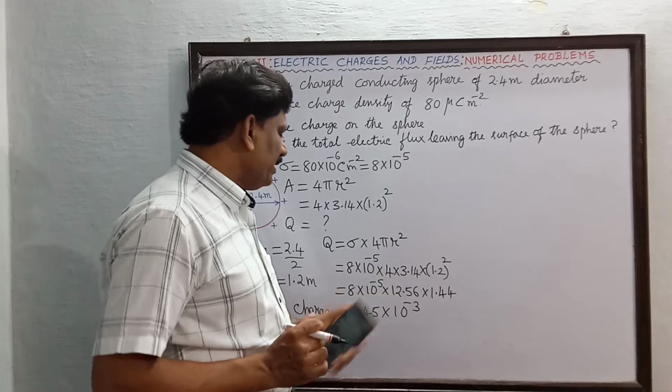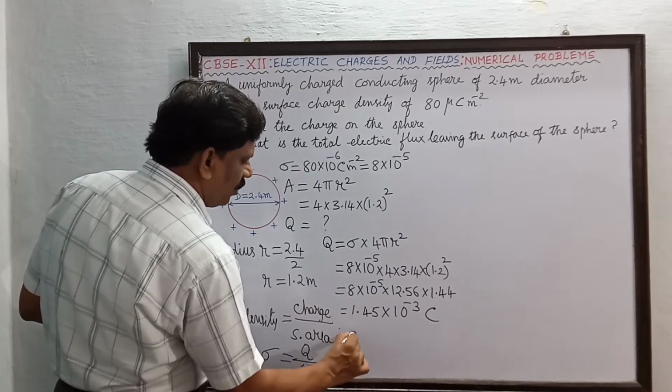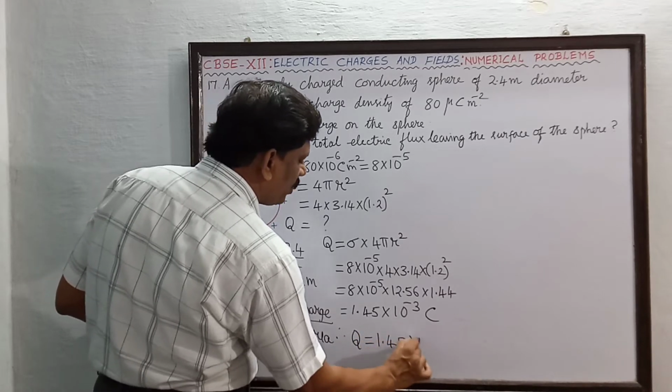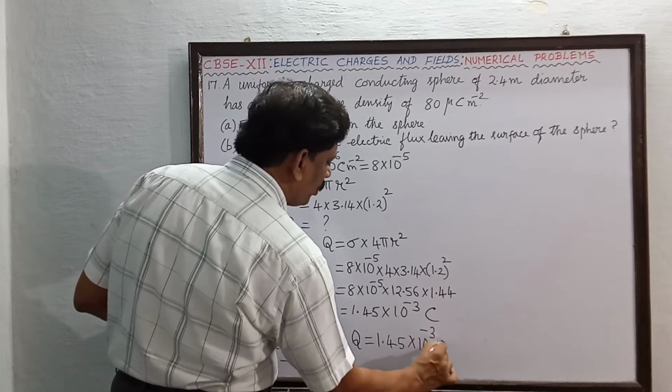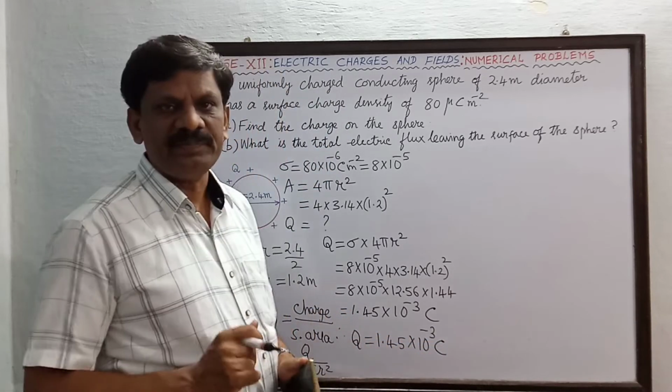So what must be the unit for the charge? Charge is in coulomb. Therefore, charge Q is equal to 1.45 into 10 to the power of minus 3 coulomb. You can also write this minus 3 coulomb as millicoulomb.